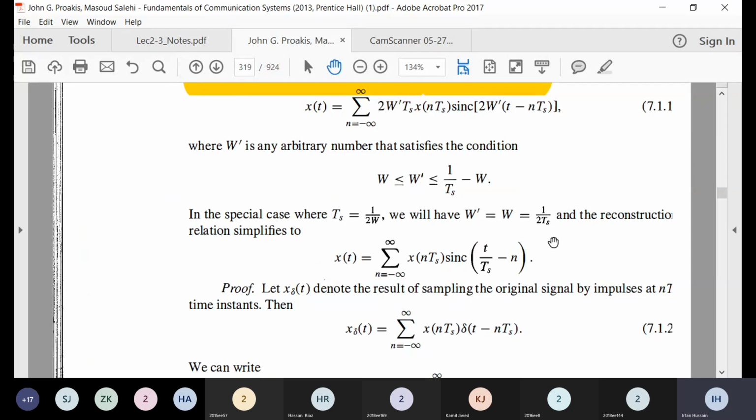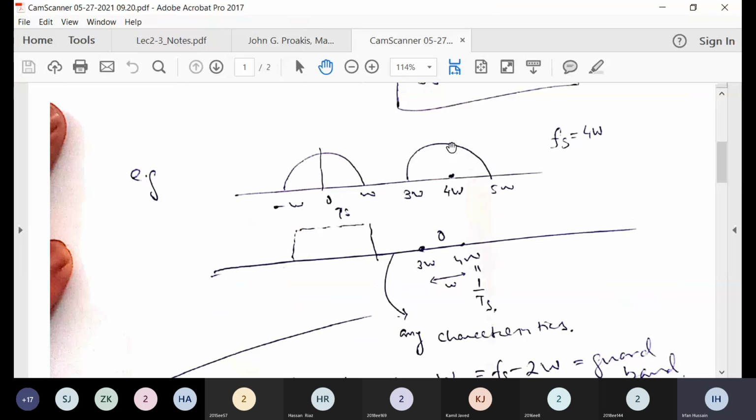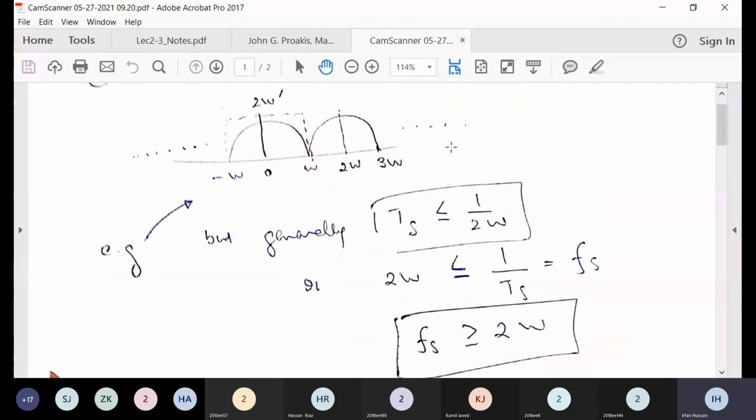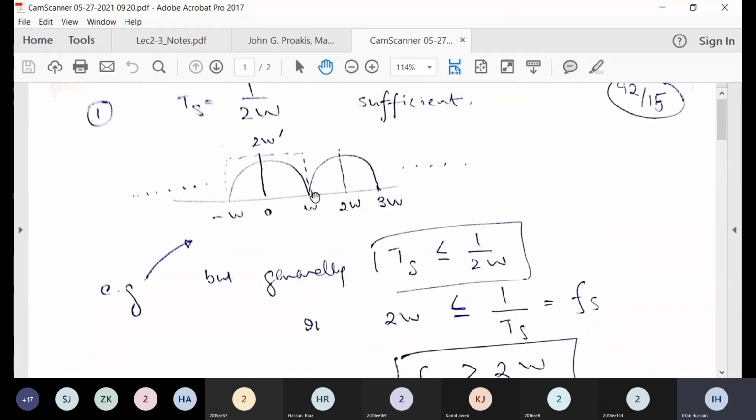So in that case, W' is equal to half of fs, where 1 over Ts is the sampling frequency fs. So as you can see here, in this case W is half of 2W, so it is half of fs.